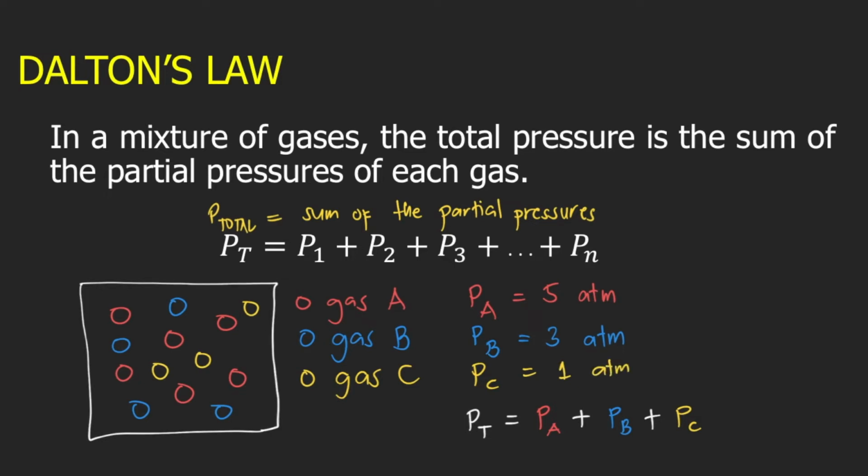So using Dalton's law, the total pressure is equal to 5 atm plus 3 atm plus 1 atm. And if you sum the three partial pressures, you will get 5 plus 3 plus 1, that's 9 atm. So the total pressure is 9 atm. And that's how you use Dalton's law.